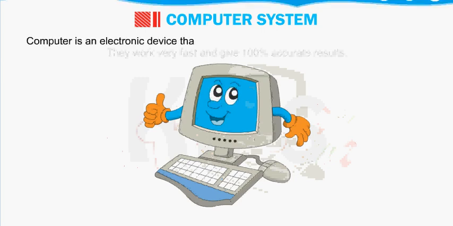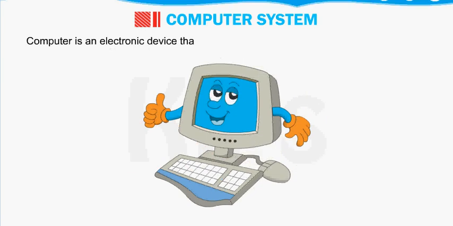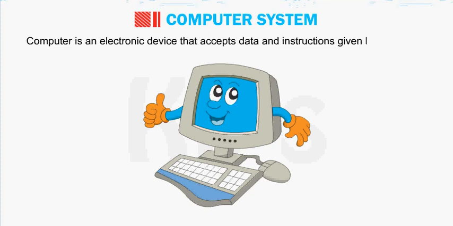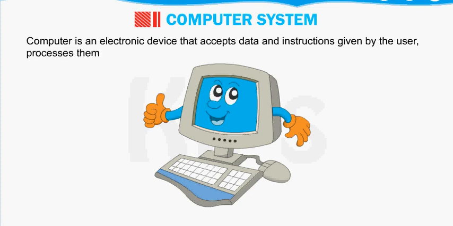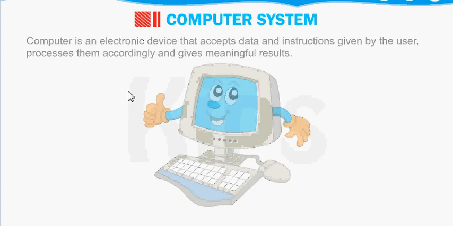Now, if someone asks you what a computer is, we can say a computer is an electronic device. Why an electronic device? Because it works on electricity, and it accepts data, which means it takes data and instructions. Now, who gives data and instructions? They are given by the user. User means the person who is using the computer. It processes them, which means first we give the data to the computer, it is processed and gives a meaningful result. So what is a computer? A computer is an electronic device that accepts data and instructions given by the users, processes them accordingly and gives meaningful results.